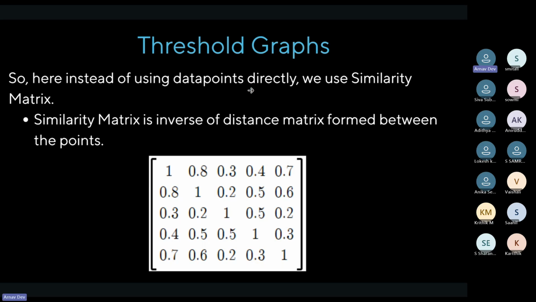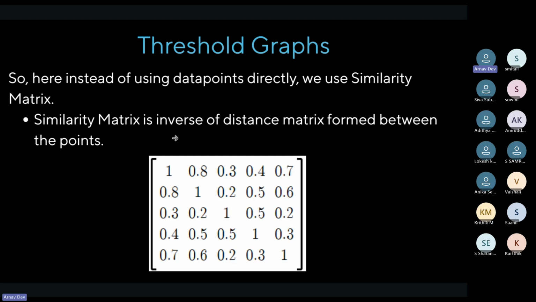Yeah. So, moving on to threshold graphs. Instead of using data points directly, we use a similarity matrix. So what is a similarity matrix? In simple terms, it is like an inverse of the distance matrix formed between the points.